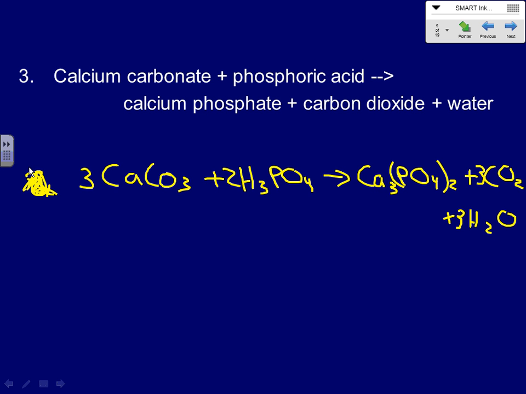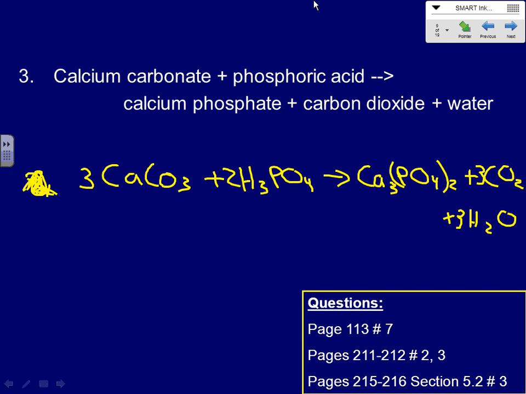There was another way to do that. If the H's ended up in the water, how many H's do I have? 6. And therefore, how many waters do I need? 3. Either way, it still works out the same way. When you have a polyatomic ion fall apart, and it does sometimes, you need to really think, what does it fall apart into? And then you can easily balance it up. Okay? All right?